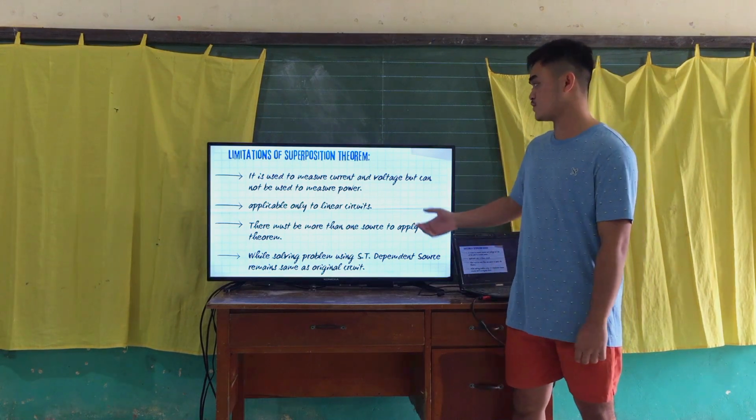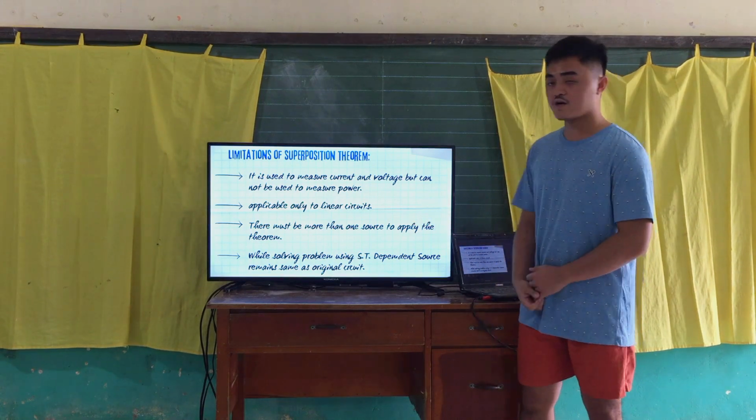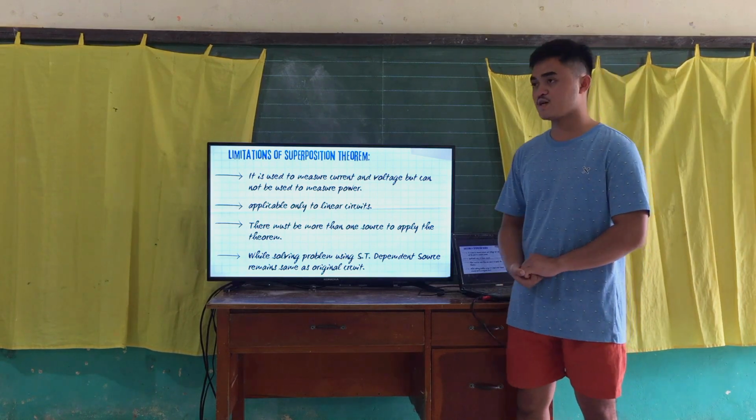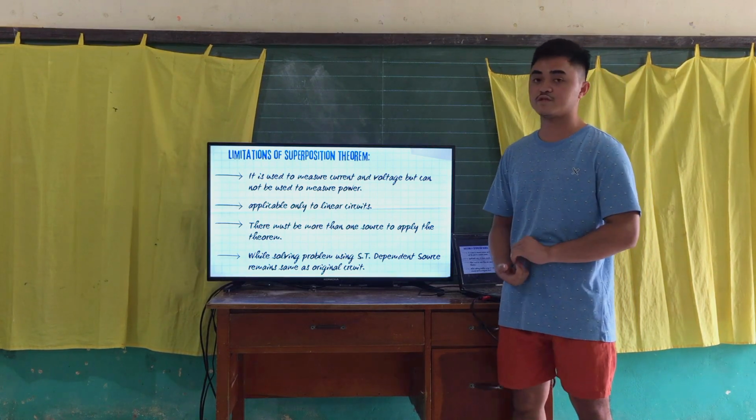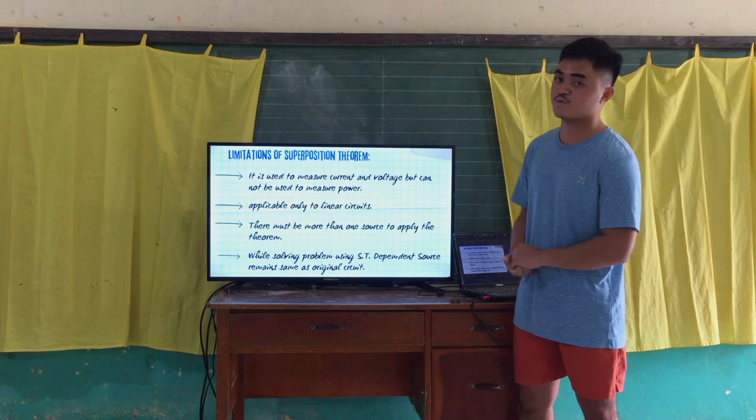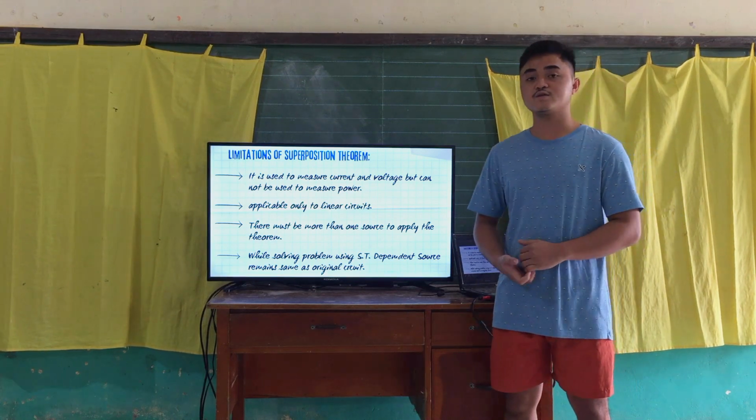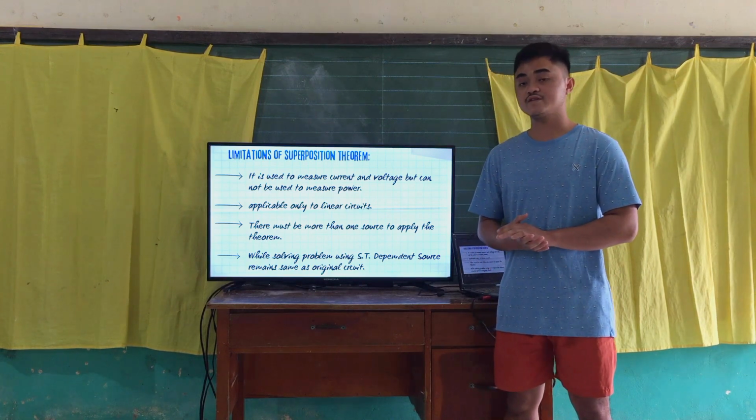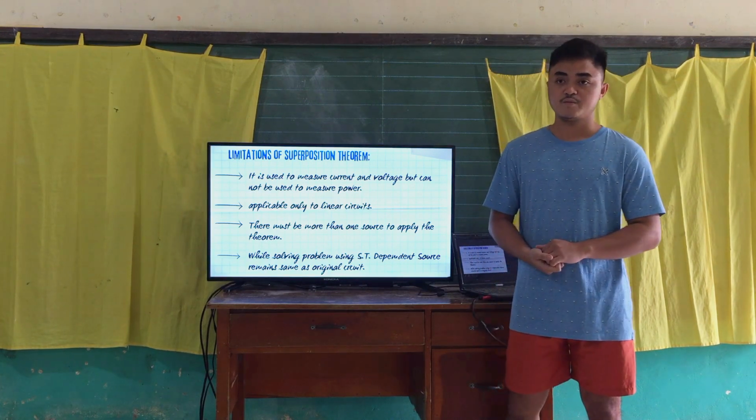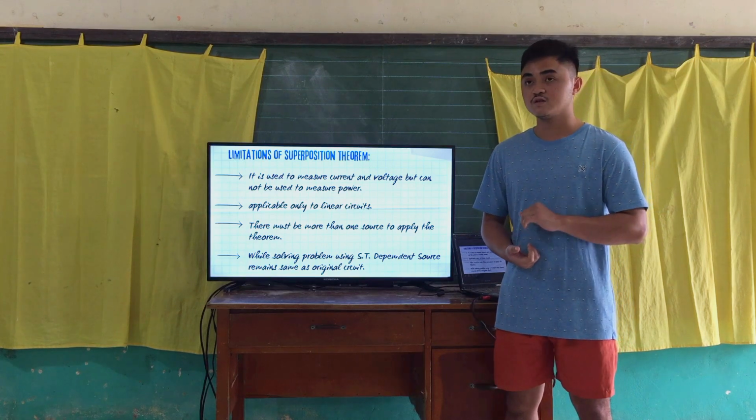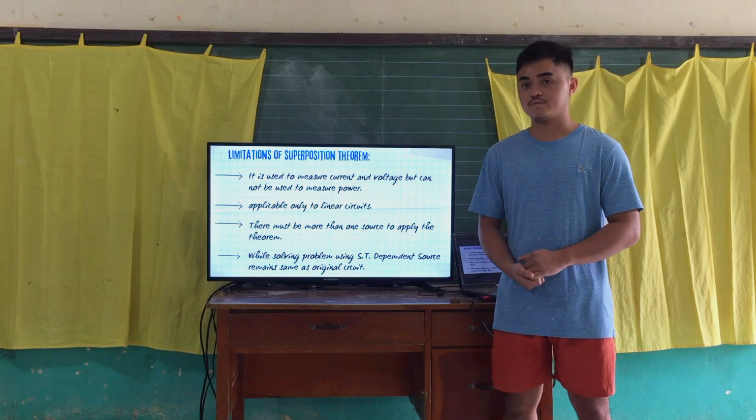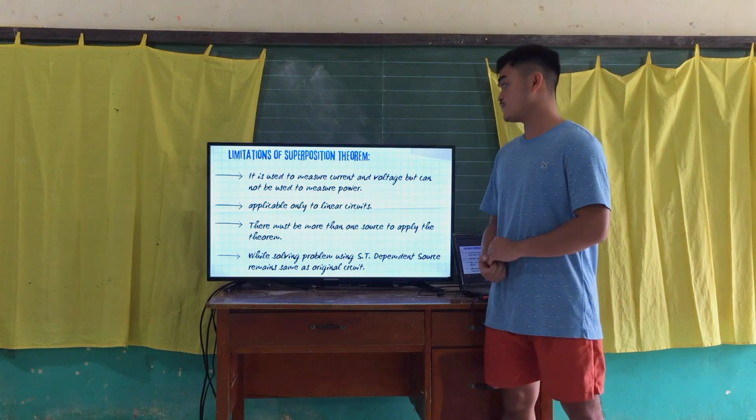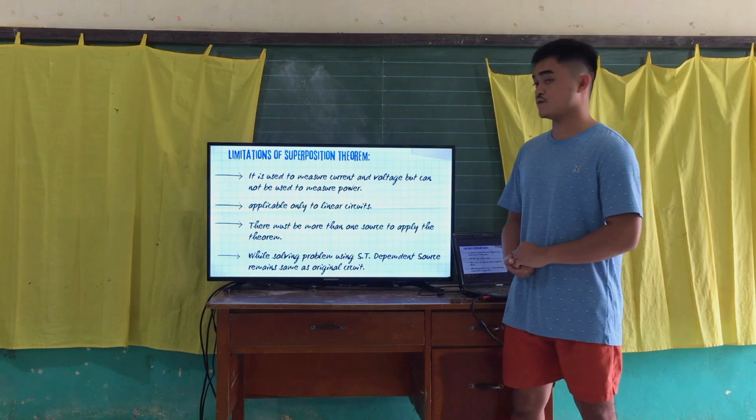We have number 1. It is used to measure current and voltage but cannot be used to measure power. So bakit nga ba hindi pwedeng gamitin sa superposition theorem yung pag-measure ng power? Because power is not considered as a linear quantity. Therefore, the total power dissipated in a resistor must be calculated using the total current through it or the total voltage across it. Second, it is applicable only to linear circuits.